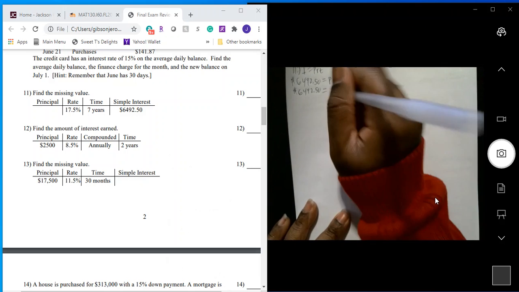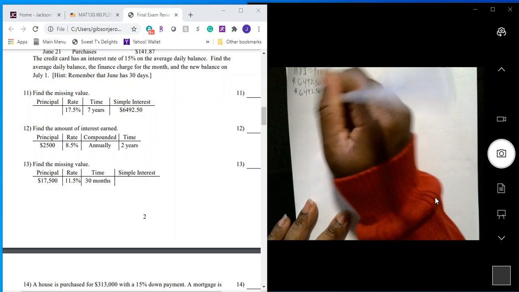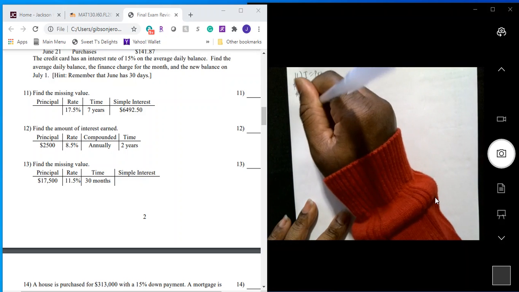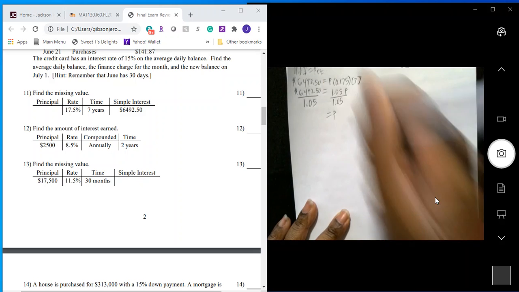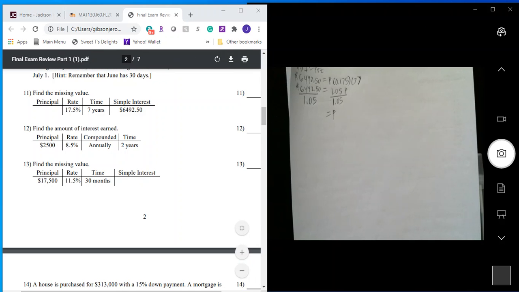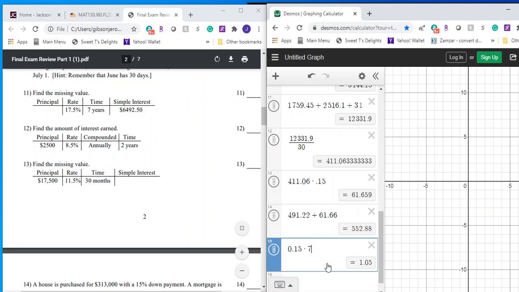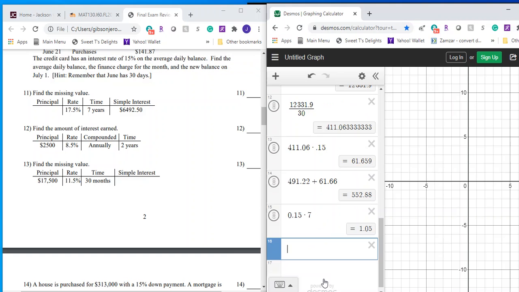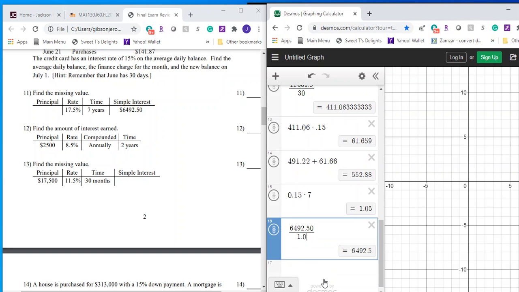So we'll divide each side by 1.05. And our principal, we'll put that back in our calculator. So we will have 6,492.50 divided by 1.05. And that would give us $6,183 and about 33 cents. That would be our principal.